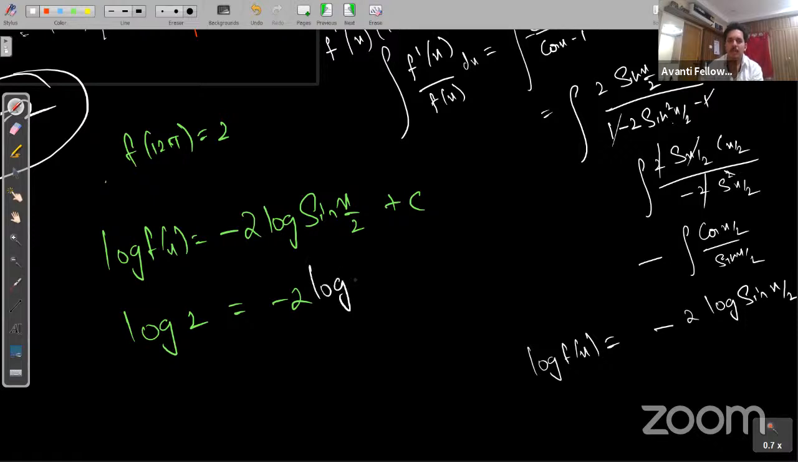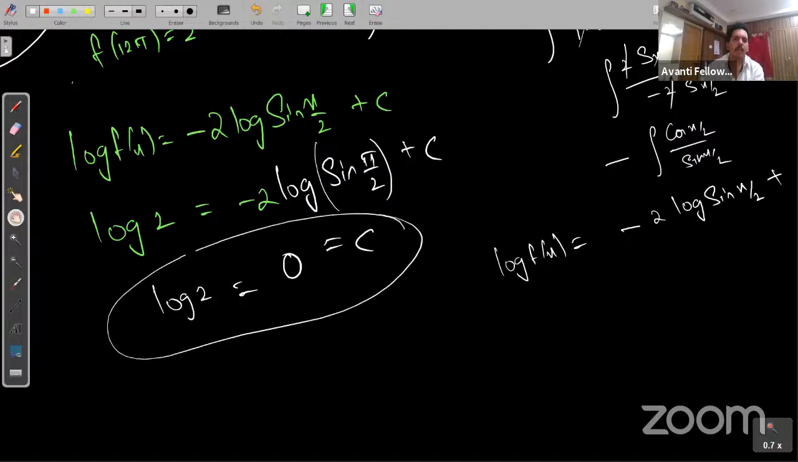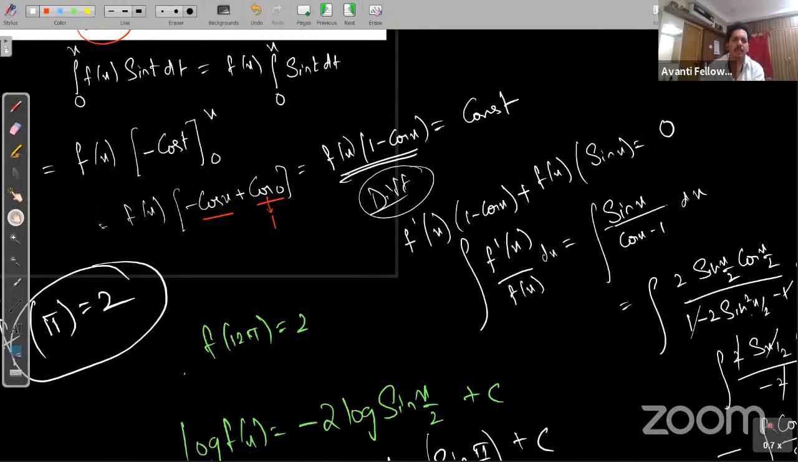So now he has given pi. So it is minus 2 log sine pi by 2, right? As it is pi, it is sine pi by 2 plus c. So how much I got? So log sine pi by 2 is 1, that is 0. So c is equal to log 2 I got. Okay, so now what is asking? F of pi by 2. So now it is very easy.